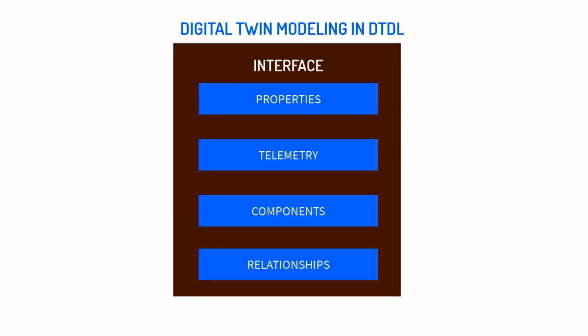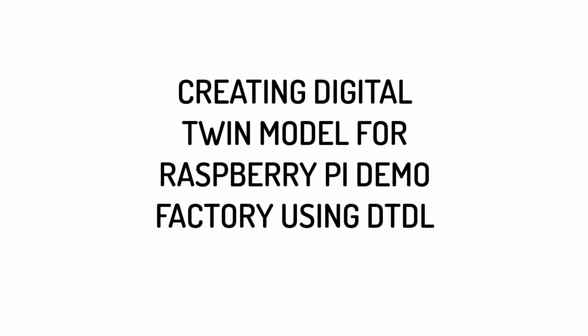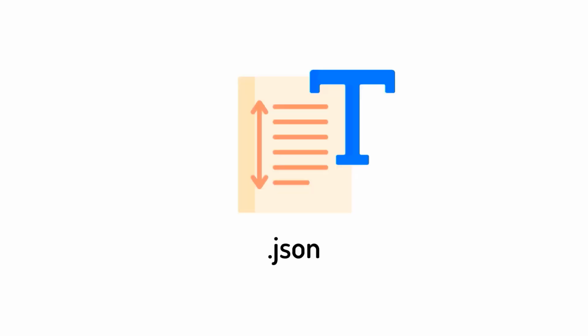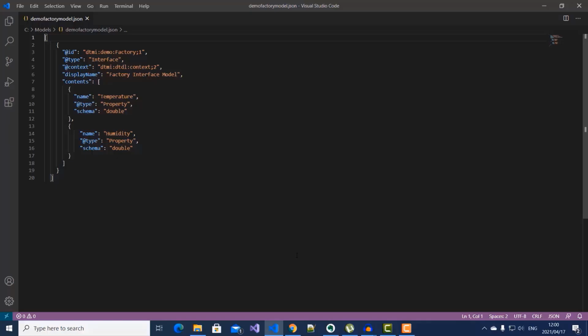Now let's take a look at how to use DTDL to create an actual digital twin model. So for demonstration, we're going to assume that my Raspberry Pi with its temperature and humidity measurements is a factory. And so we will be creating a digital twin model for a factory. Digital twin models can be written in any text editor and saved using the .json extension. In this example, I'm going to use Visual Studio Code. So I've got my Visual Studio Code open here.